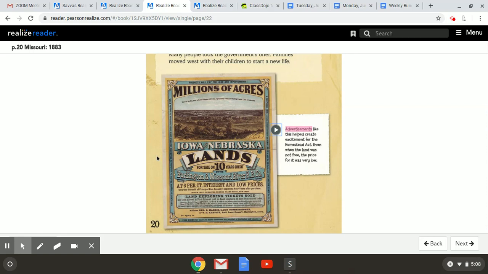So here, this is an advertisement to try to get people to move west and stay on this land or pay small amounts of money for this land. We talked about this earlier on in our book. So what an advertisement is, a notice to promote a product, a service, or an event. And we'll take that note down in our next video.